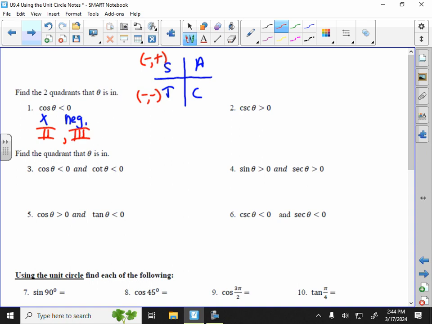Now, number 2, cosecant is greater than 0. Well, the reciprocal of the cosecant is the sine, and greater than 0 means positive. So we want to know in what 2 quadrants sine is positive. According to ASTC, we know sine is positive in 1 and also in quadrant 2. Again, sine is the y-coordinate, so you're just trying to find when all the y-coordinates are positive. We know all the y-coordinates are positive in 1 and 2.